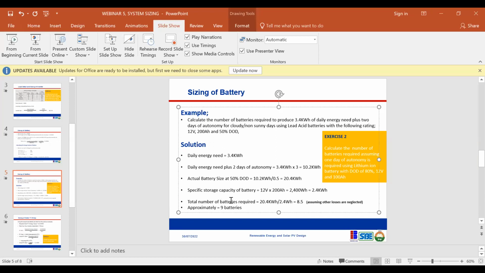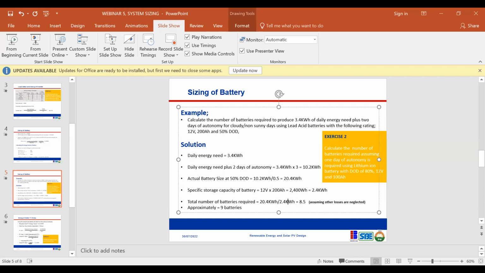So the total number of batteries required: we are designing for 20,400 watt hour or 20.4 kilowatt hour. Please don't get confused when I use watt hour and kilowatt hour. They mean the same thing, only that for kilowatt hour I have divided by 1,000. So we divide 20.4 kilowatt hour by 2.4 kilowatt hour for one battery. If you do that division, you will have 8.5 batteries.